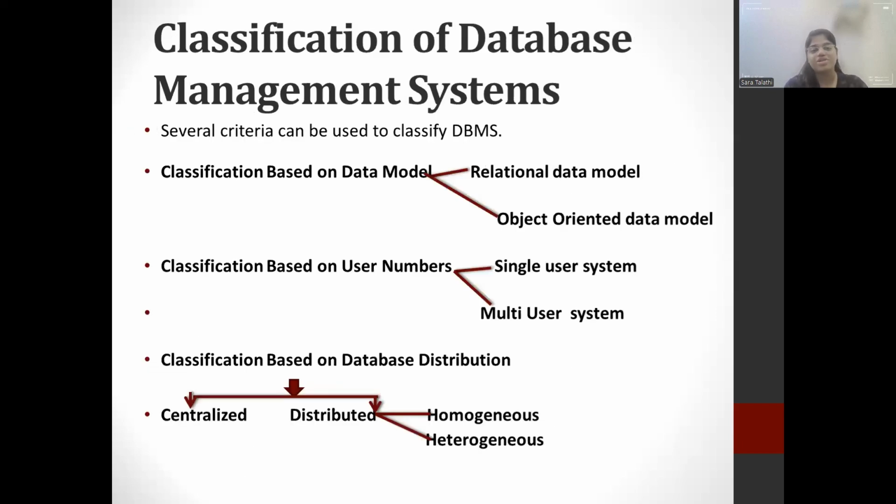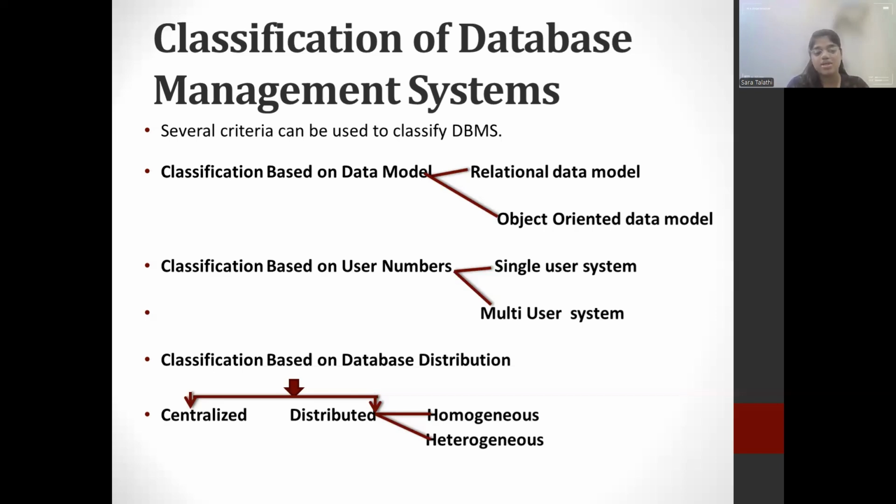Next is the classification of database management systems. There are several criteria used for classifying database management systems. First is based on data models, which is divided into the relational data model and the object oriented data model. The data models have different relationships based on their structure, such as the relational model, which organizes the data into tables, and the object oriented model where the data is represented as objects. Each model has its unique capabilities and use cases that align with specific application requirements.